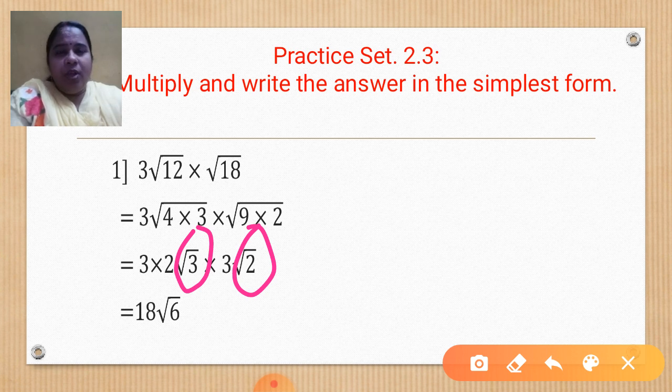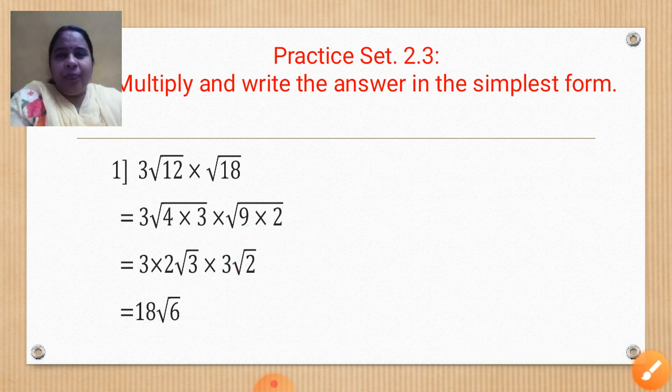Just now I told you when you have such similar surds, you can multiply the numbers written inside the radical sign. So this will be 3 2s are 6. So we get here root 6. Okay, I hope all the steps are clear, that I get it as final answer as 18 root 6. How do I get that?